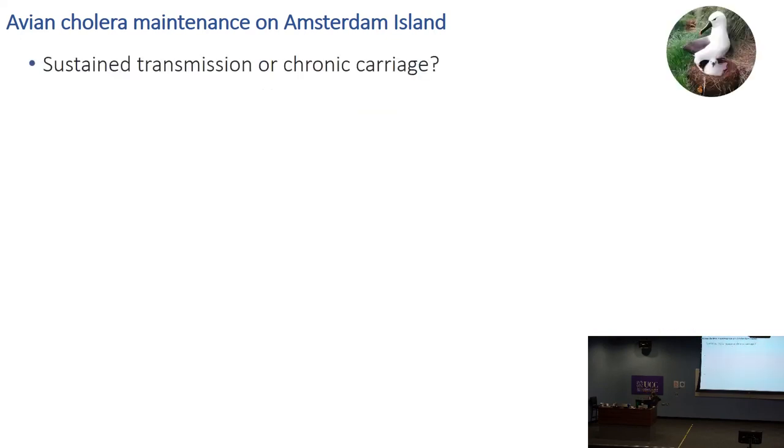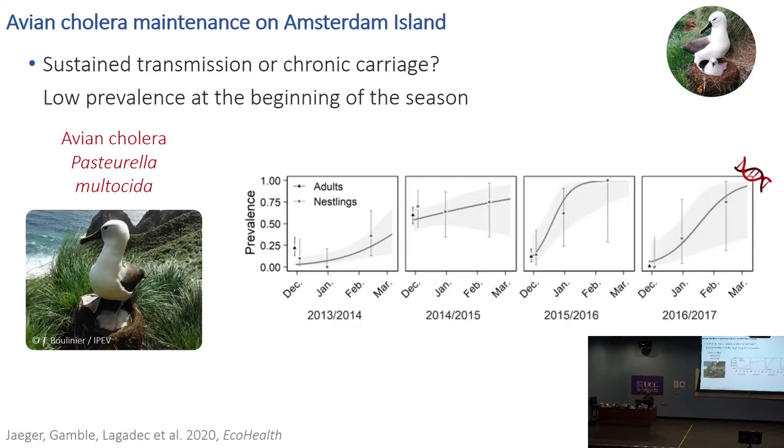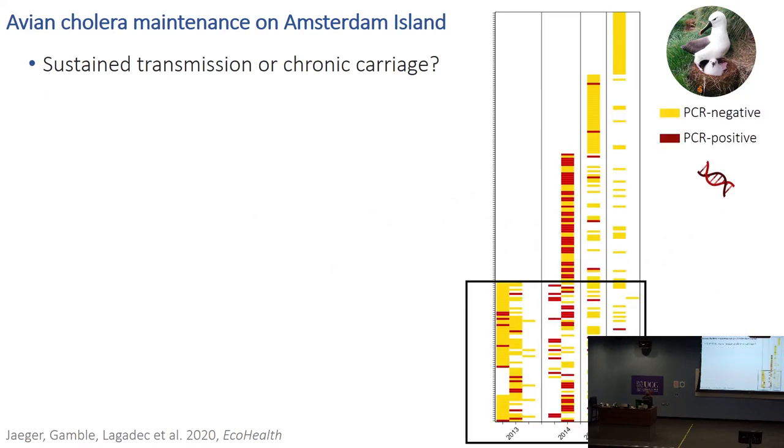The first hypothesis is that we have sustained transmission or chronic carriage in the birds. Maybe the birds are leaving the island but taking the pathogen with them, and when they come back, they reintroduce the pathogen to the island. To tell that, we can look at several things. On this plot, you have little triangles at the beginning of each year. That's the prevalence in the adult birds, and you can see that pretty often the prevalence is actually really low in adults. So at the beginning of the year, it looks like the pathogen is not highly prevalent, except in the year where the outbreak started a little bit earlier.